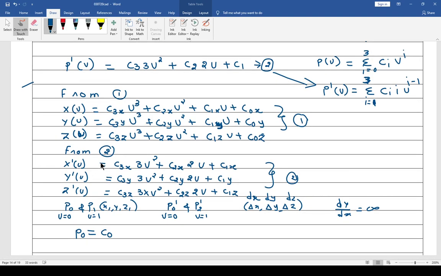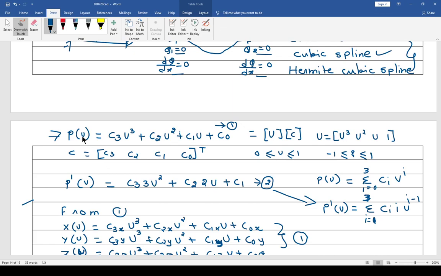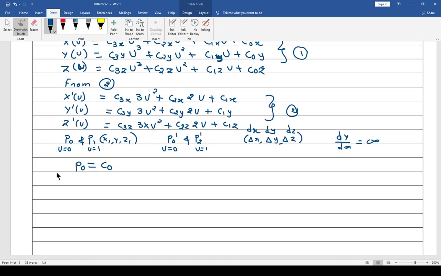As you know, u equal to 0 represents the start point and u equal to 1 represents the end point. If I put the value u equal to 0 here, on the left hand side I get p0, and on the right hand side these three terms get cancelled because the value of u is 0, so only c0 remains. That is how I got p0 equal to c0. Just by putting u equal to 0 in that equation, I get p0 on the left hand side and c0 on the right hand side.